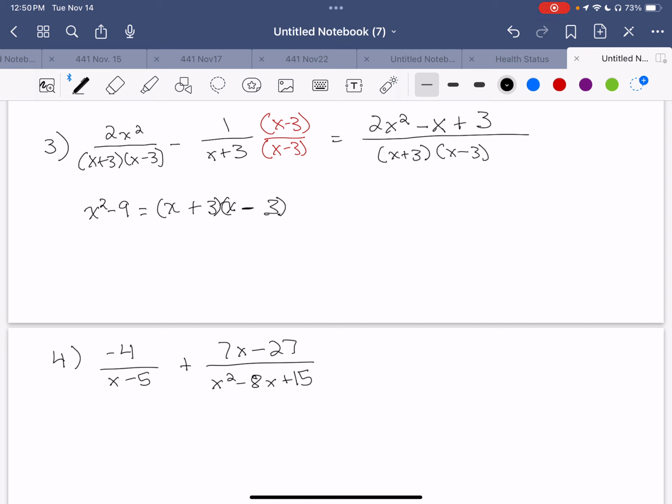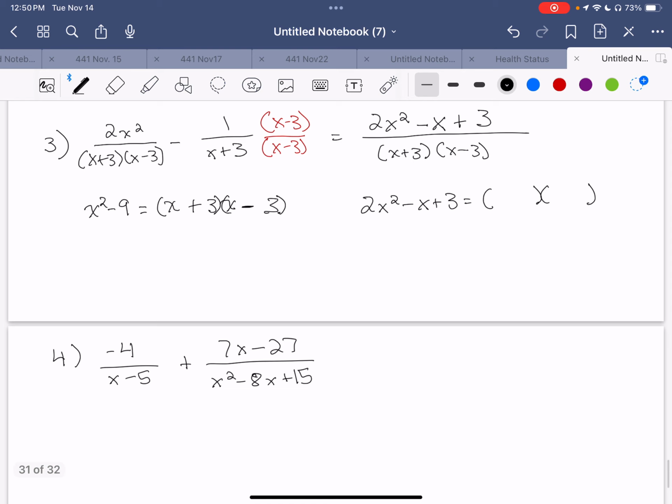Then I need to ask myself, does that numerator factor? So 2x squared minus x plus 3. Here's where I need to be careful. Does this factor? Can I get any simplification? And if it seems easier to you, your real question is whether either one of these is a factor. Can I factor it to x plus 3 or x minus 3? If neither of those works, then it doesn't matter.